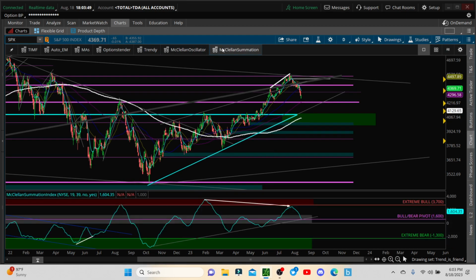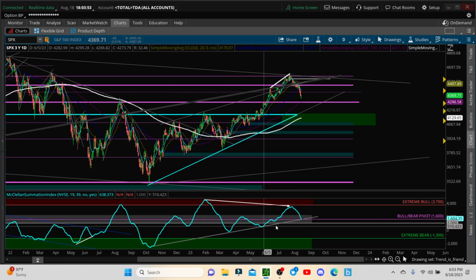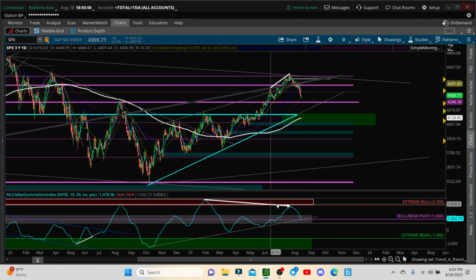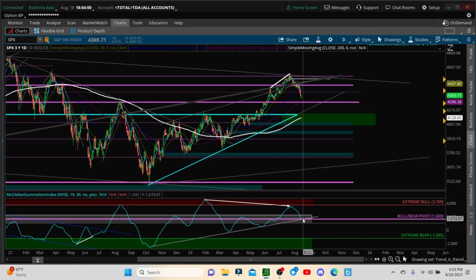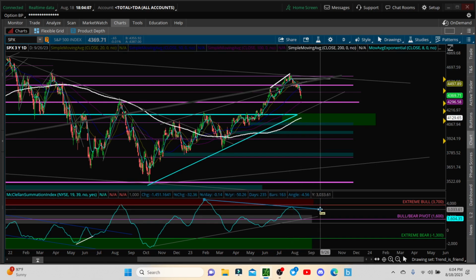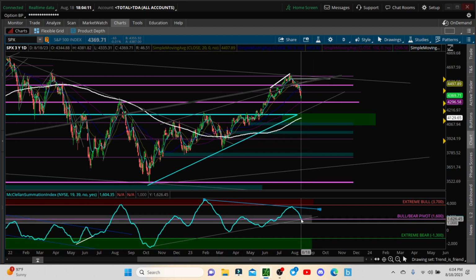We can also look at the summation, and that's very important because you see this trend line that we drew here. What did we say in the earlier videos? We have our lower high here. We're going down to this pivot point, and we're going to triangulate. We've come into an equilibrium, right into that bull bear pivot.